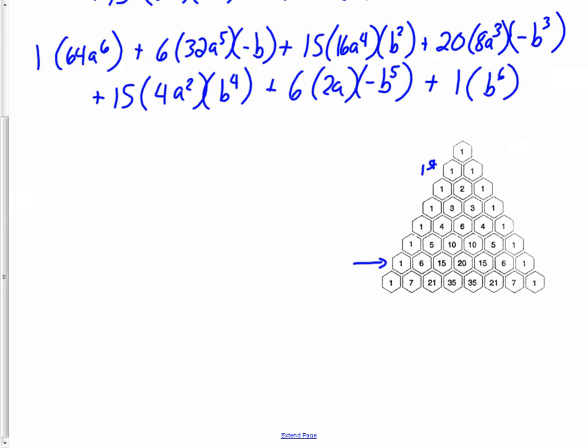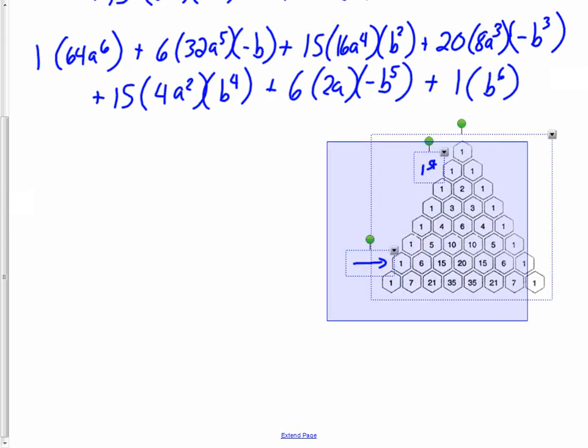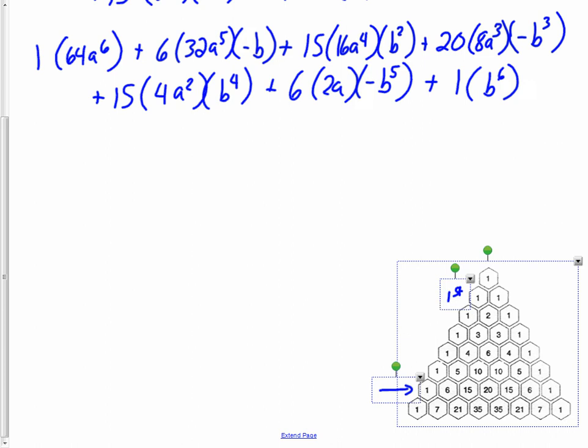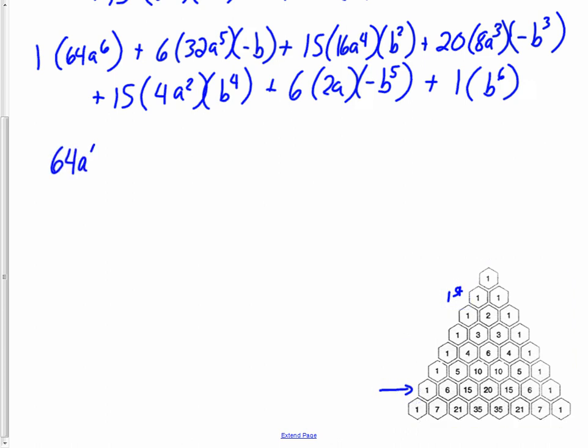Okay, so let's continue to move things down. And let's simplify. First term is going to be 64, a to the 6th. Next term would be 6 times 32 times negative 1, which would be a negative 192, a to the 5th, b. The next term would be 15 times 16. That'd be 240, a to the 4th, b squared.